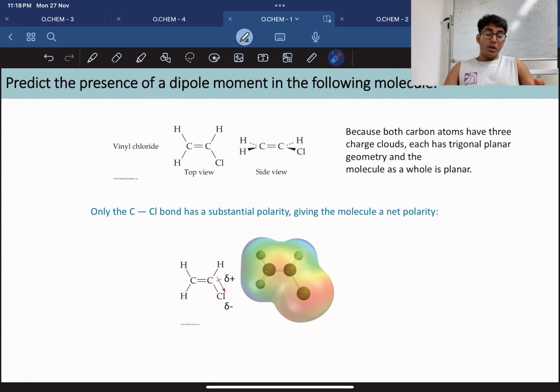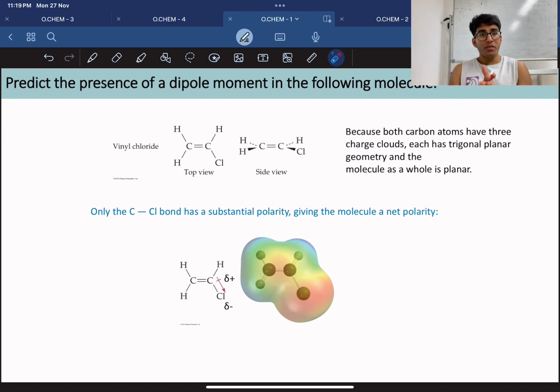Again, one of those pieces of information where they just throw it in randomly: predict the presence of a dipole moment in the following molecule. Now see, a dipole moment, if it's just a hydrocarbon, a compound containing hydrogen and carbon only, you can be 100% sure that it's non-polar. It doesn't have any charges.